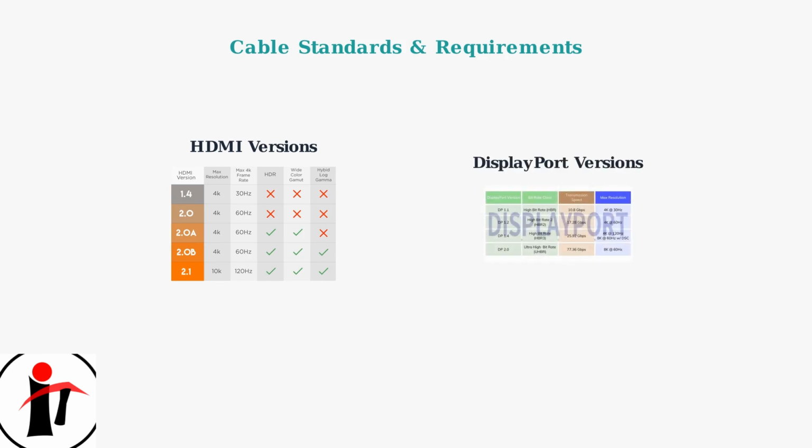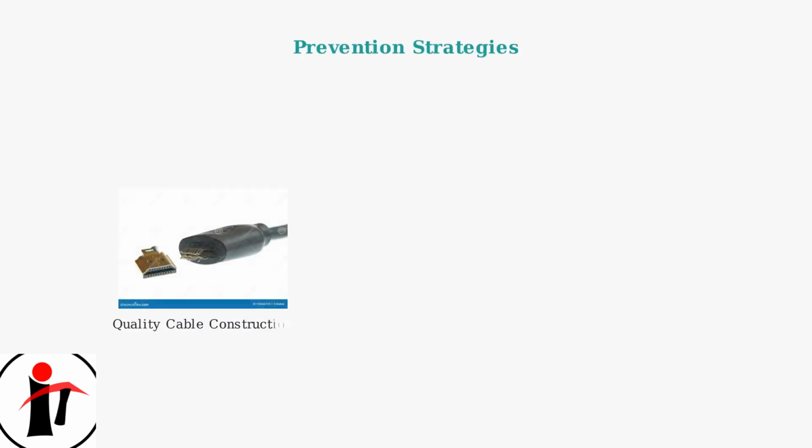HDMI 2.0 or higher is required for 4K resolution at 60 Hz. Gaming monitors may need HDMI 2.1 for 4K at 120 Hz with HDR support. DisplayPort generally offers better performance for high-resolution displays.